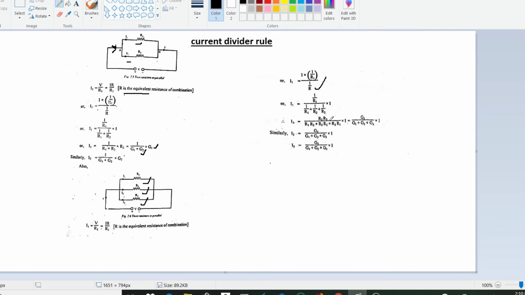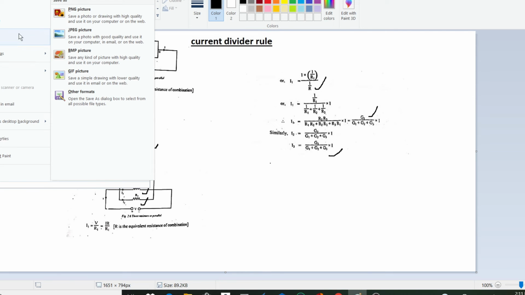If you solve this, you will get this value. Now in terms of conductance, we can write I1 as G1 upon (G1 plus G2 plus G3) into I, where 1 upon R1 is G1, 1 upon R2 is G2, and 1 upon R3 is G3. So I2 will be G2 upon (G1 plus G2 plus G3) into I, and I3 will be G3 upon (G1 plus G2 plus G3) into I. So this is our current divider rule. Now let's see the solution.